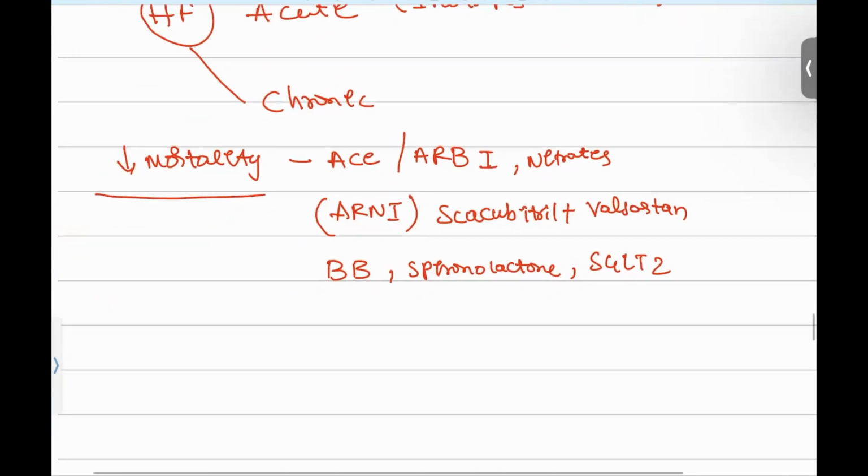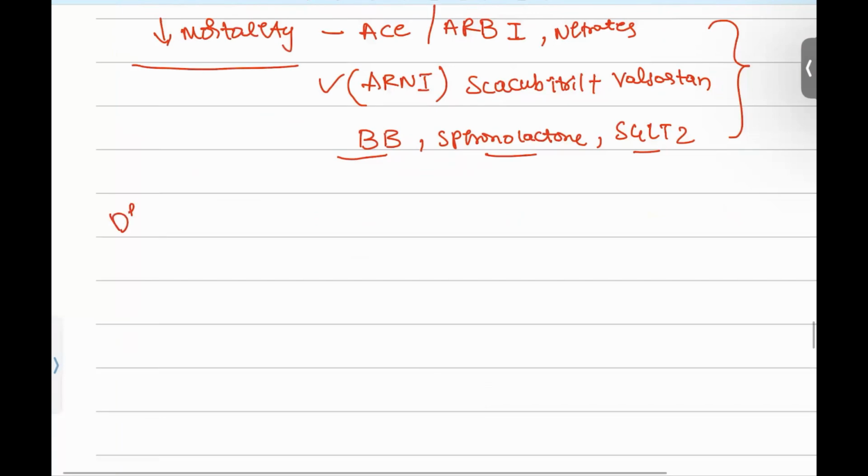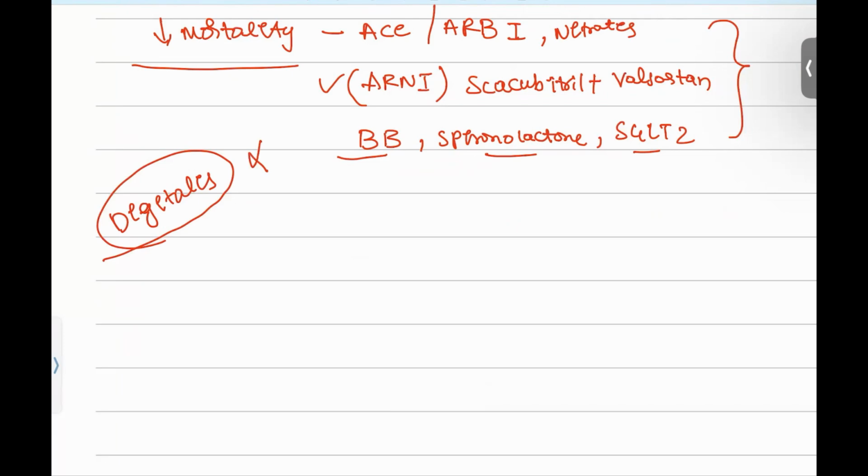And how about the chronic patient? For these chronic patients, we are going to use these drugs only: the ACE inhibitors, ARB inhibitors, or the ARNI agents, beta blockers, spironolactone, and the SGLT2 drugs. And there is this question: can digitalis decrease the mortality? Absolutely not. Digitalis is not going to decrease the mortality. In fact, it can increase your cardiac arrhythmia. So digitalis is not going to decrease the mortality rate of heart failure.